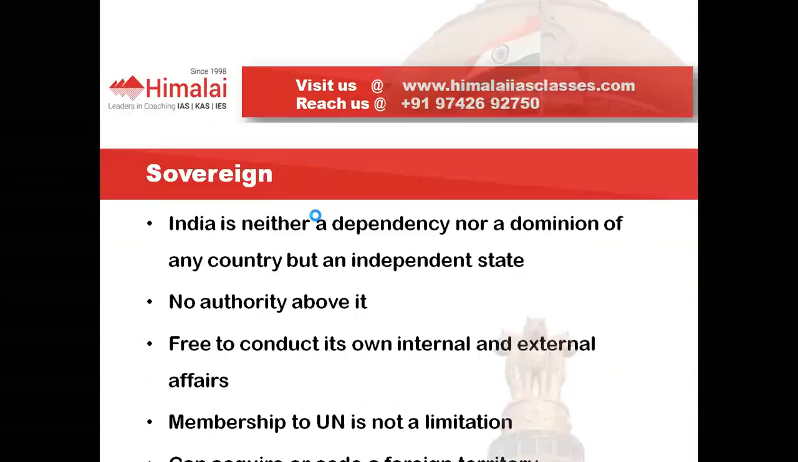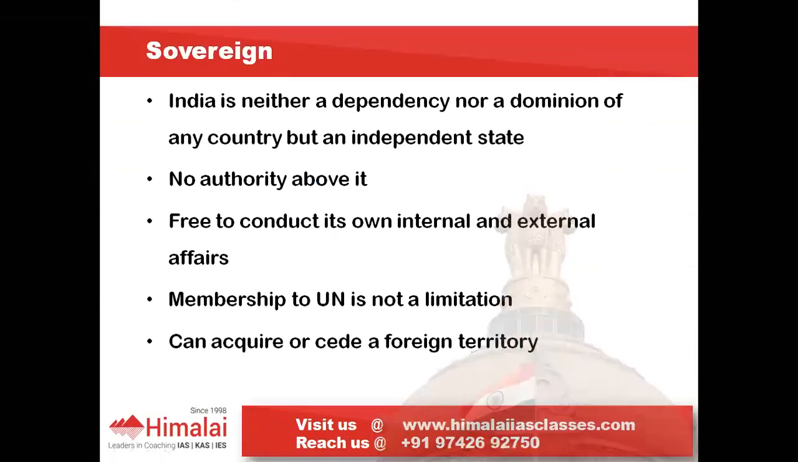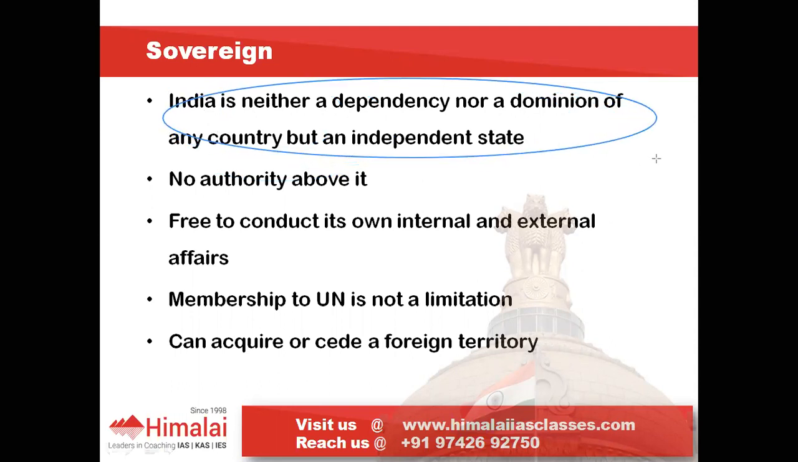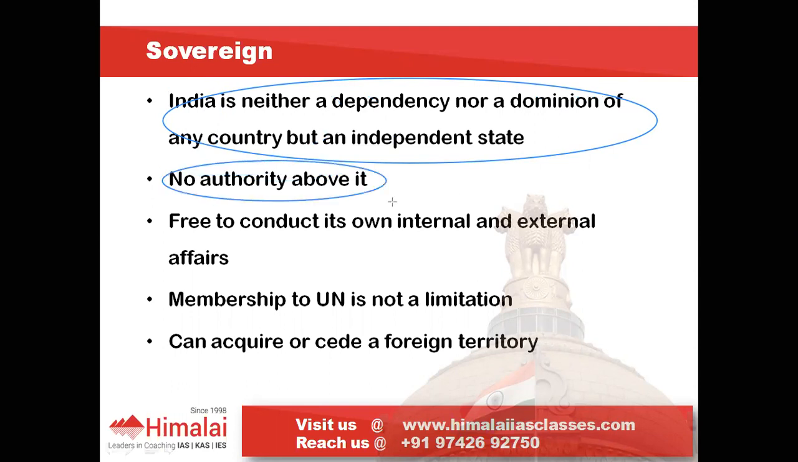Let's move ahead and take a look at each and every keyword. So the first keyword in our Constitution is sovereign. Sovereign means we can take our decisions on our own. There is no authority above us. So India is neither a dependency nor a dominion of any country, but an independent state. If you remember, before 1947, we were a dominion of the British Empire. Now we don't have any other decision making authority above us. There is no authority above India. It can take its own decisions.